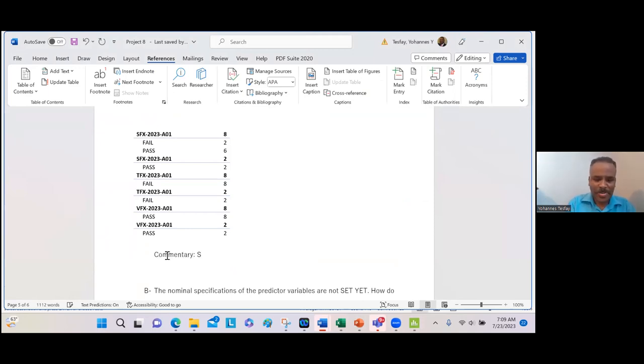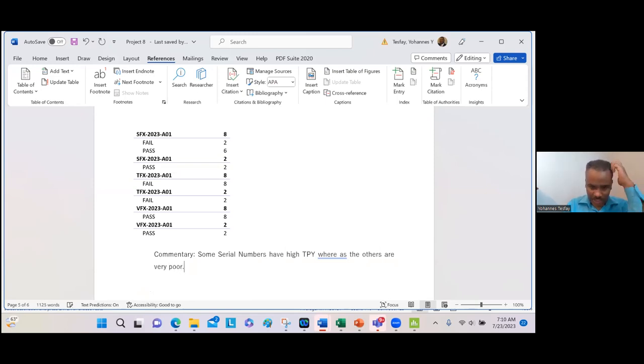What is your commentary? Some serial numbers have high test pass yield, whereas the other are very poor. Okay.